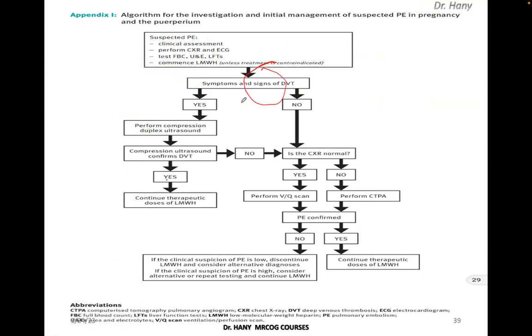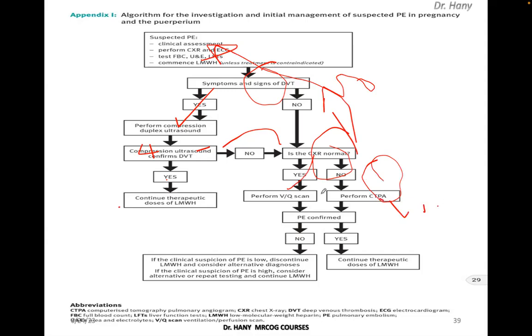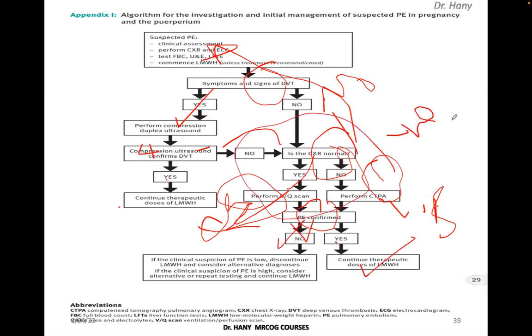Symptoms and signs of DVT, for sure, I will do the Doppler. Doppler positive, continue. Doppler negative, I will go to the chest X-ray. If the chest X-ray is normal, then a VQ scan. If abnormal, CTPA, which is increasing the chances of breast cancer, and this is increasing the chances of childhood cancer. Pulmonary embolism confirmed, continue. Excluded, meaning all these are negative, the woman is reassured, finish, stop the low molecular weight heparin. If you still have suspicion, continue the low molecular weight heparin and repeat the test again.